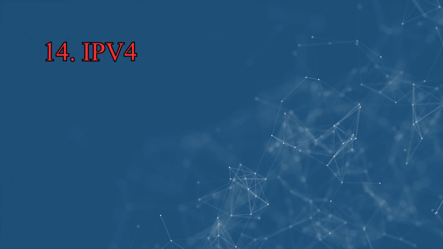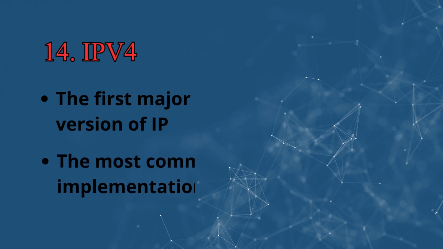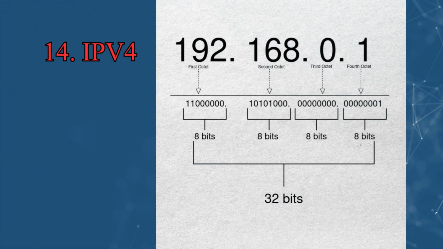Number 14. IPv4. This is the original implementation of IP addresses, and most likely this is how you imagine the IP address. It is nowadays still the most common implementation used worldwide. An example of IPv4 address is 192.168.0.1. So as you can see, there are 4 numbers separated by dots. Each of these numbers is called an octet. So an IPv4 address is made of 4 octets.